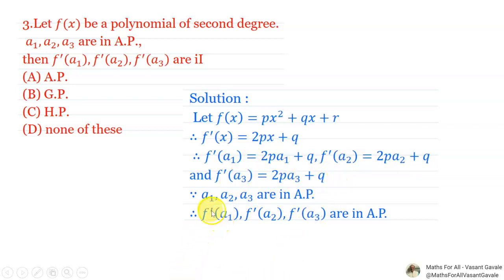The constant will be obtained because a1, a2 are in AP and hence f dash of a1, f dash of a2, f dash of a3 are also in AP. You will get them in AP as well. We take the common terms of those two. You can show it. Therefore, option A is the correct one.